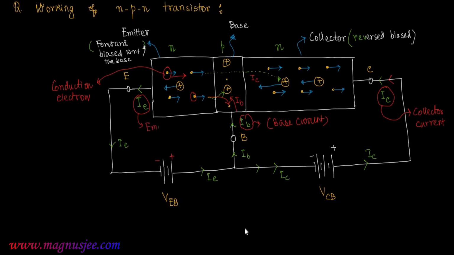And what about IE? IE is the emitter current, which will flow away from the base. It will flow in the same direction as the motion of holes. Holes will be moving away from the base because they are attracted by the negative terminal of the battery. That's why holes will be moving away from the base.